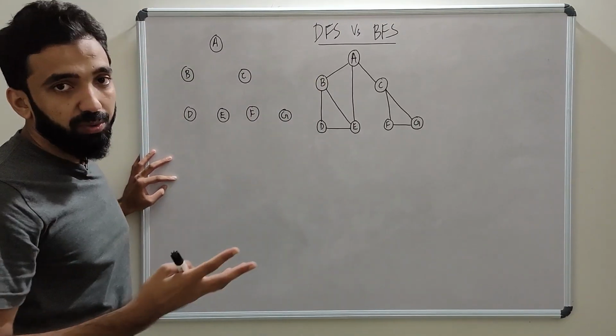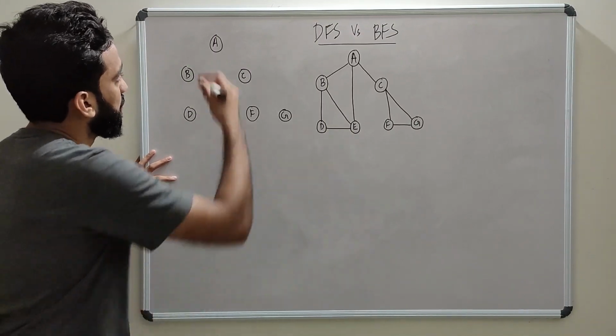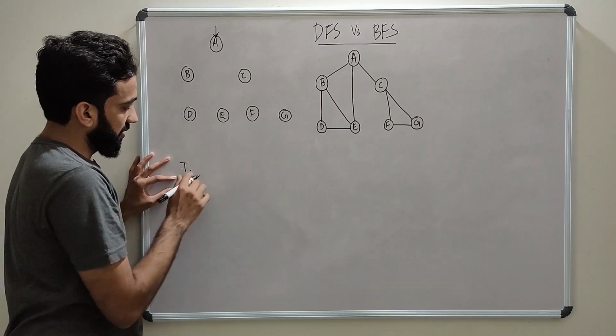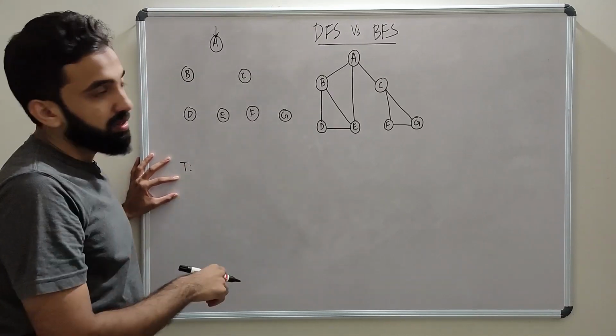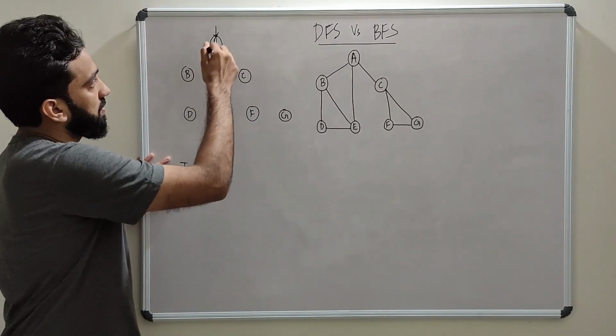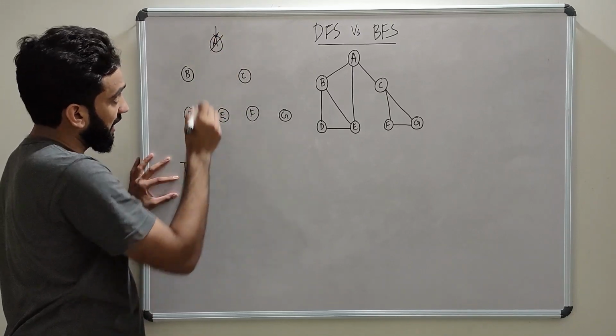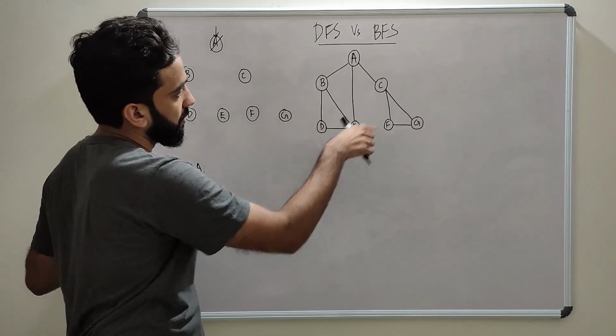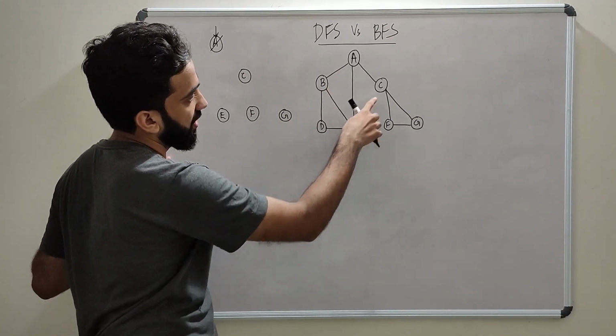Let's say from any node we can start. Let's say we start from node A. So we have our T list here. This is the traversal list. So we'll start from A. We'll mark A as visited. So we'll add A to our T list. From A, it can go to three of the nodes, either B, E or C.